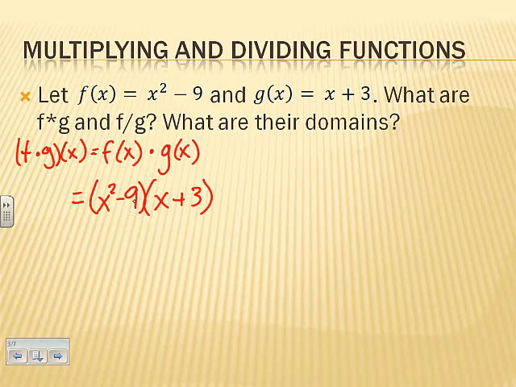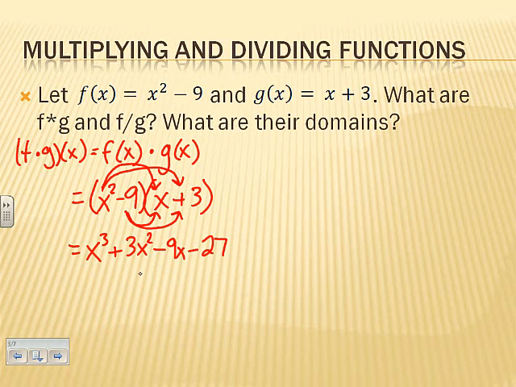This is telling me now that I have to distribute or FOIL. So I'm going to do x squared times x and get x cubed, x squared times 3 and get plus 3x squared, negative 9 times x and get negative 9x, and then negative 9 times 3, which gives me negative 27. Check to make sure that there are no like terms to combine and that they are in order. 3, 2, 1, none. And that would be your final answer.